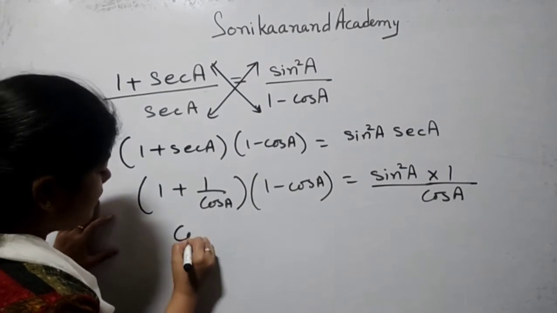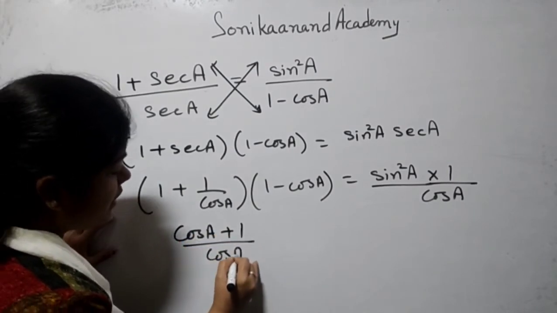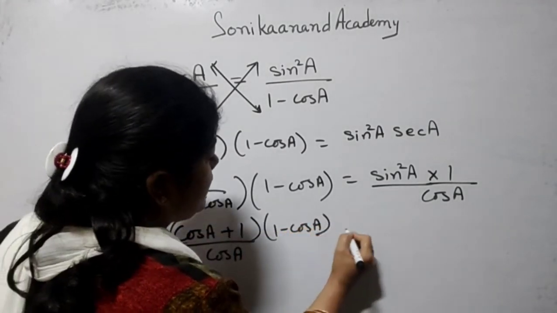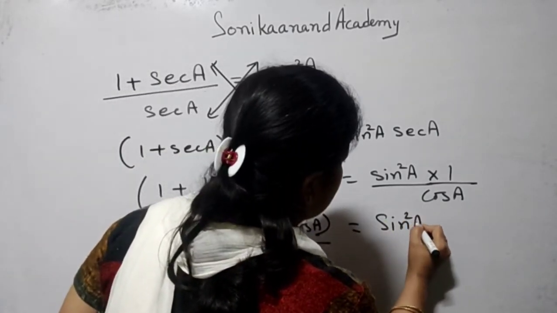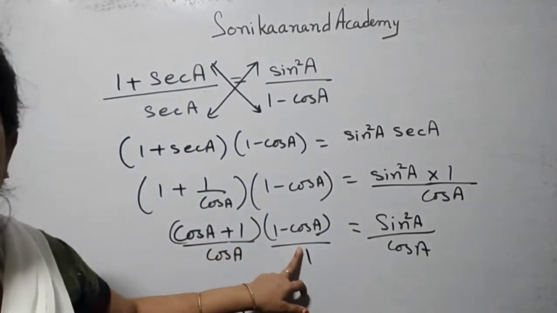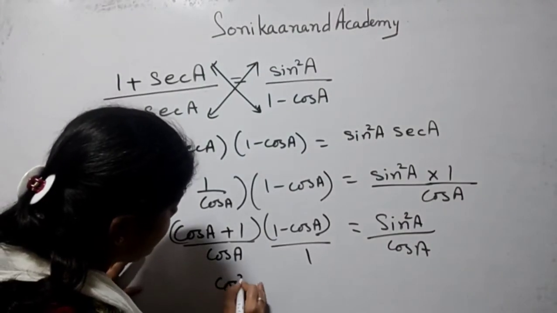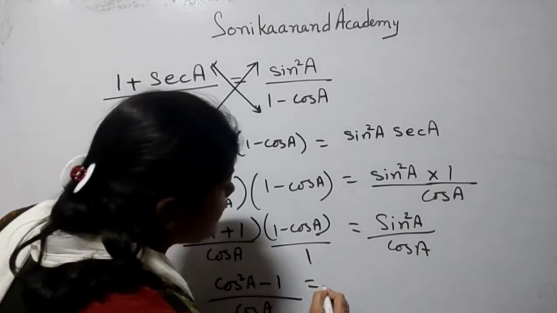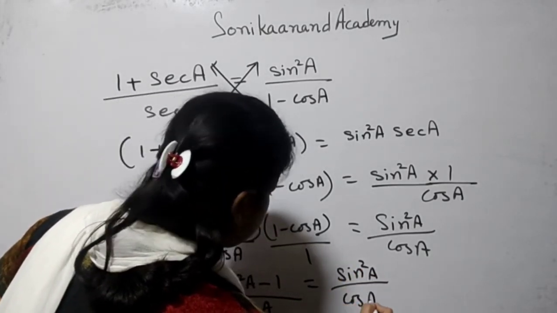Now we take the LCM, cos a plus 1 over cos a. Clear? Now in the second bracket we get 1 minus cos a. Here we have 1, and here we have sine square a over cos a. So this is the a plus b and a minus b format. So it is equal to cos square a minus 1 over cos a, and here we get sine square a over cos a.